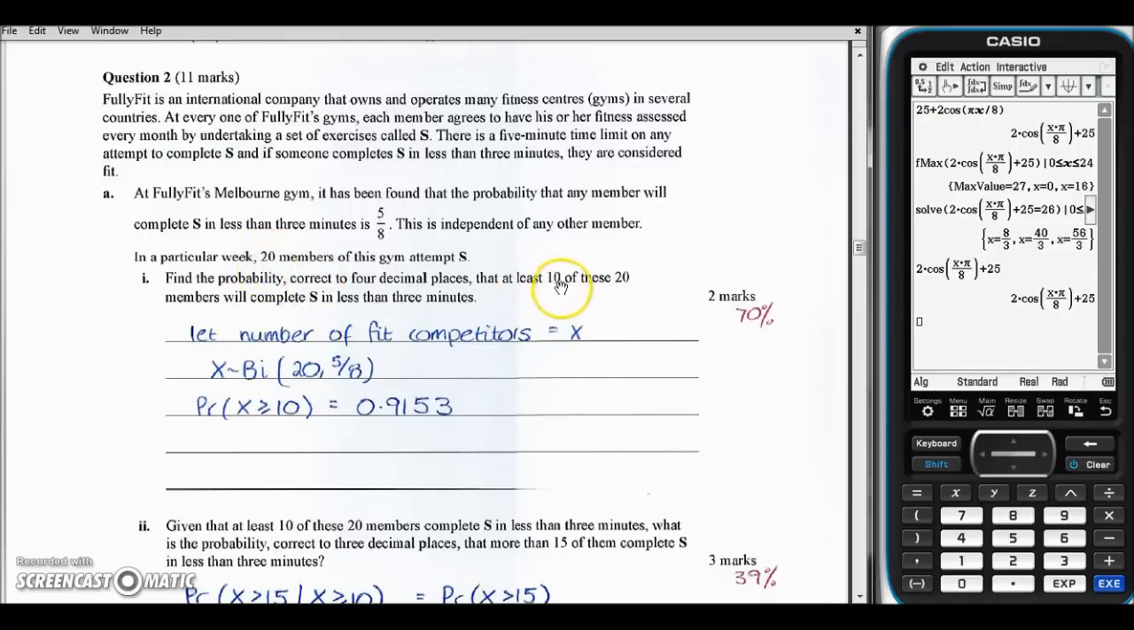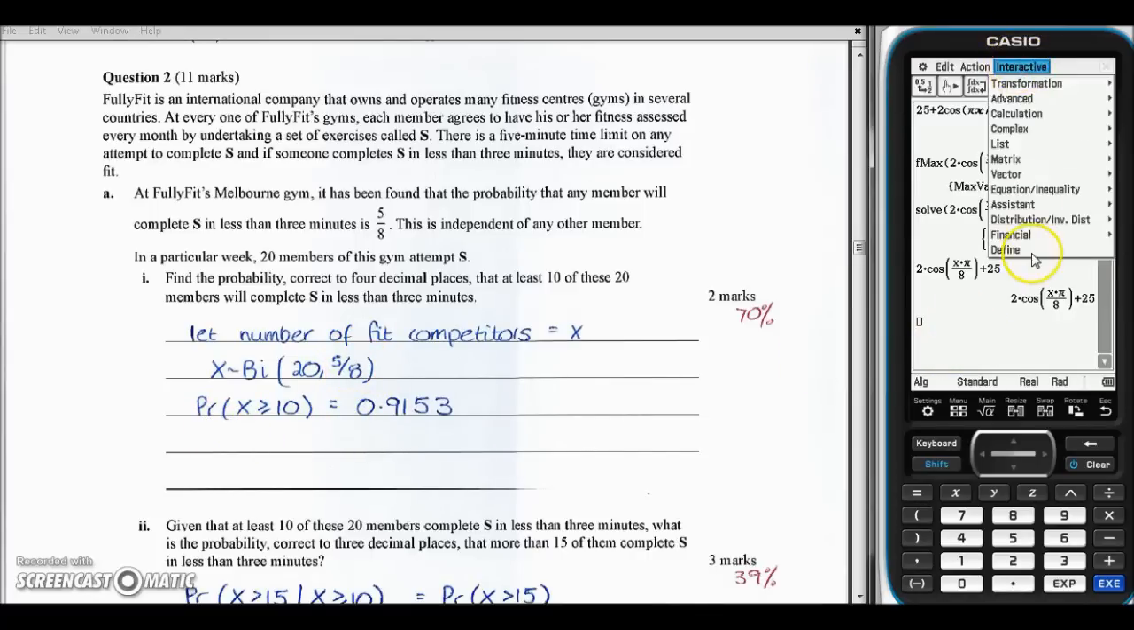So what's the probability of at least 10, so we're talking binomial here. So I've actually written, I'm going to let the number of fit competitors equal x. I'm not sure whether you have to write that, but you definitely do have to write this, that x is distributed binomially, where n is 20 and p is 5 on 8. So the probability x is greater than or equal to 10.